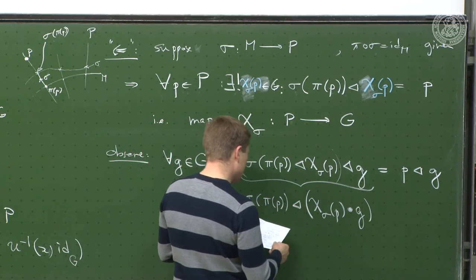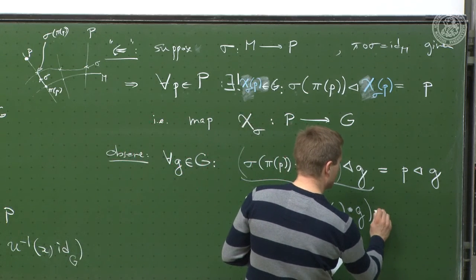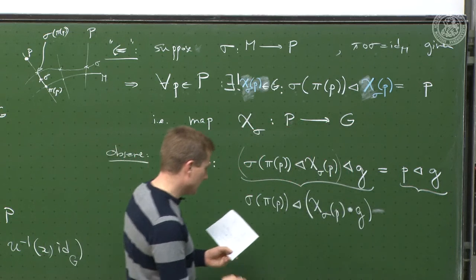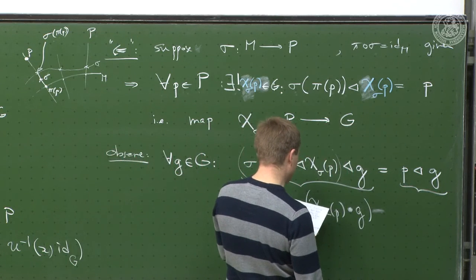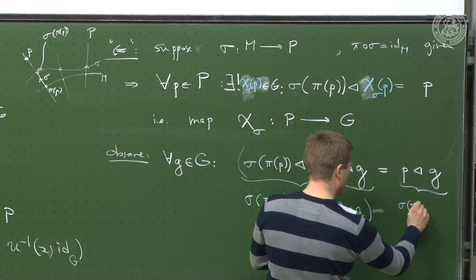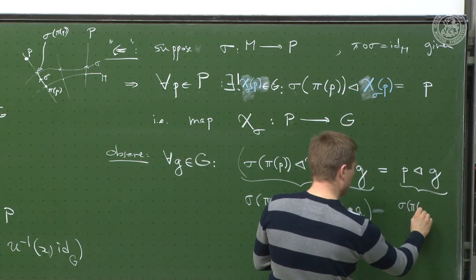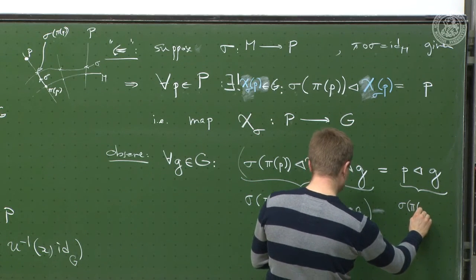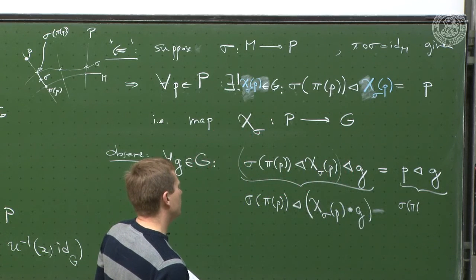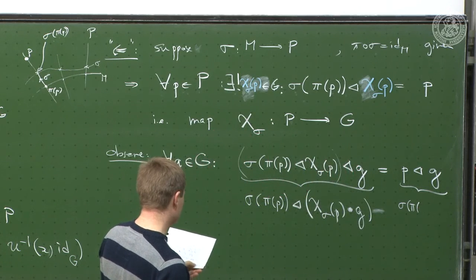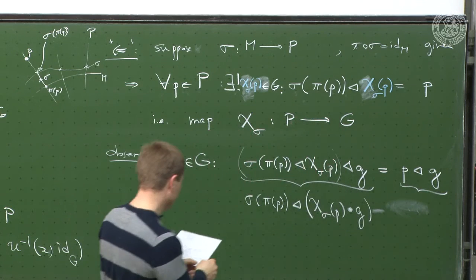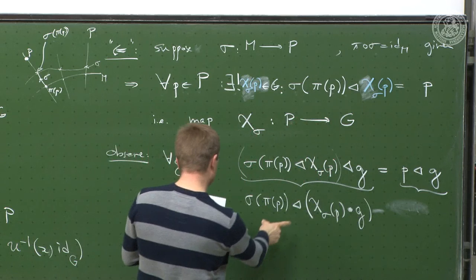Okay, and now this right-hand side, however, the G acts on there. I can of course rewrite this as sigma of pi. Hang on a second. Sigma of pi, no, that's not true. What did I do here? Hang on. So this is certainly true.